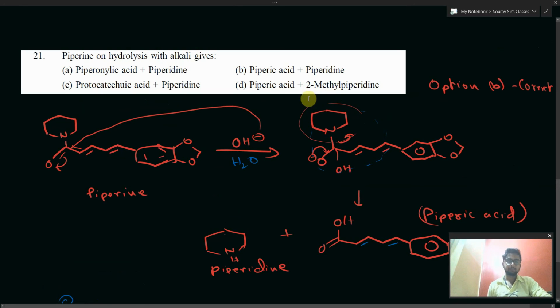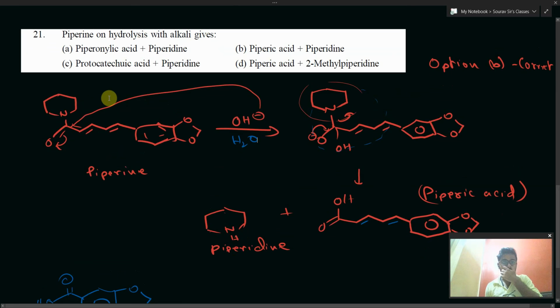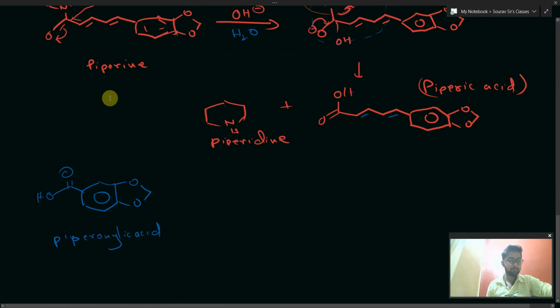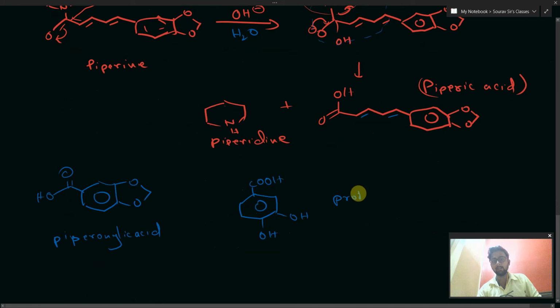The last is protocatechuic acid. Let me just draw the structure of protocatechuic acid for you. So we have C double bond O, OH, and here we have OH and OH. This one is known as protocatechuic acid, a very difficult spelling.